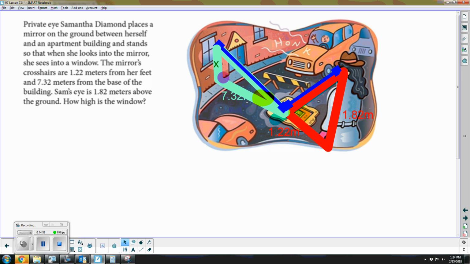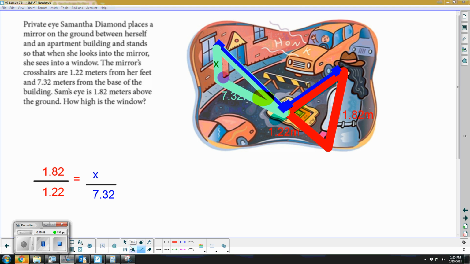Now we need to set up a couple of proportions. Again, you can either use proportions within the triangle and compare them to proportions within the second triangle, or you can match up corresponding sides. I'll do it both ways. Within the triangle, we have 1.82 to 1.22 equals x to 7.32. Or we could do corresponding sides, so that's 7.32 to 1.22 equals x over 1.82.